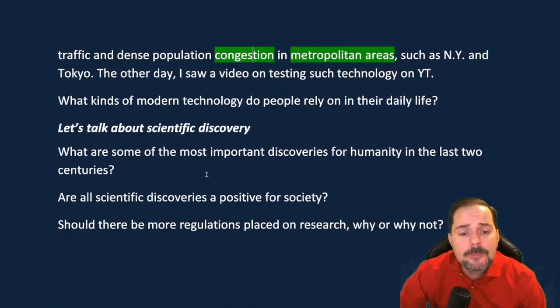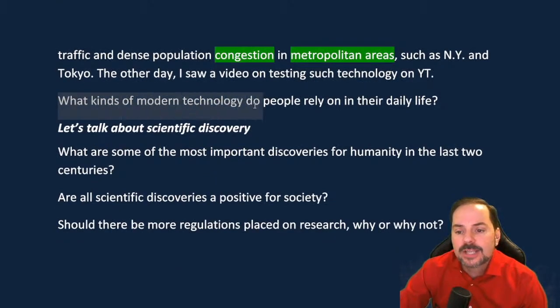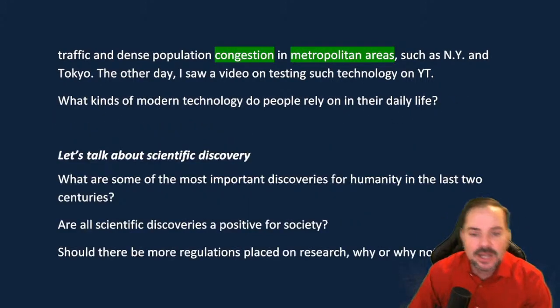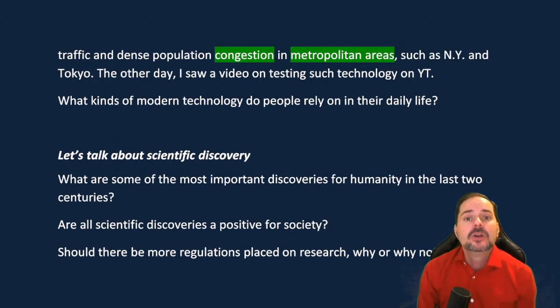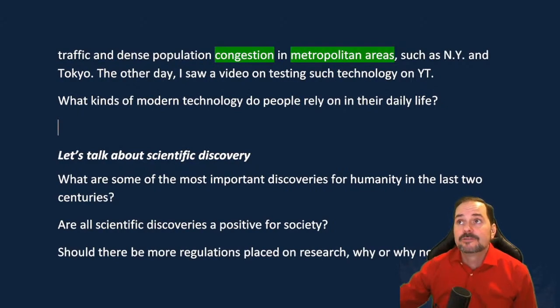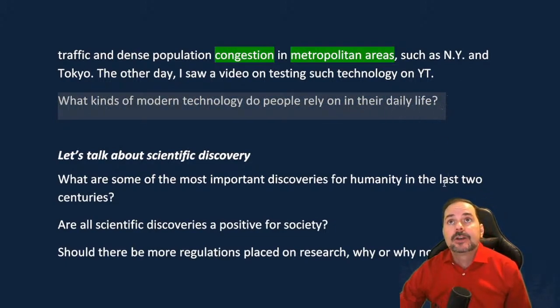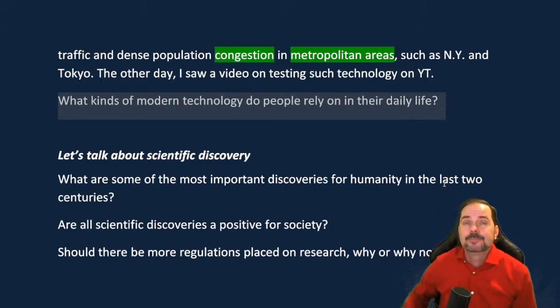All right, let's jump into the next question, everyone. So what kinds of modern technology do people rely on in their daily life? Just think about what you have in your pocket, what you have in your house, what you drove to school. So just think about all of those and you'll come up with several. Okay, so again, I'll give you a chance to answer first. Here we go. This is the next question. What kinds of modern technology do people rely on in their daily life?